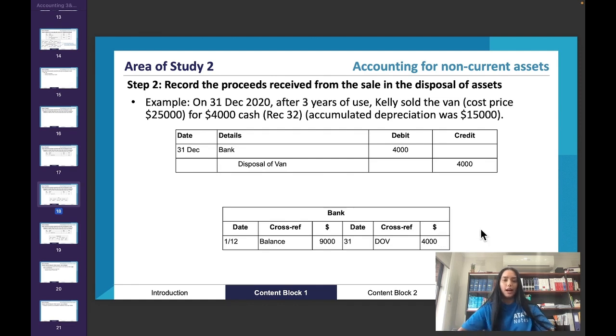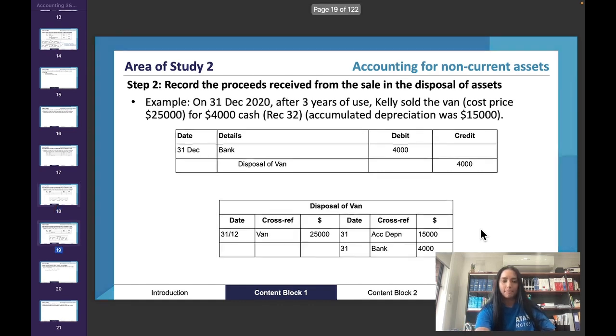And then this is what our bank ledger account looks like after this transaction. So we have an opening balance, and the opening balance could be whatever. It could be a debit opening balance, credit opening balance, it doesn't really matter. And then we debit bank $4,000. And then this is the disposal of van account. So we can see on the credit side, there's that entry and the cross-reference is bank of $4,000.